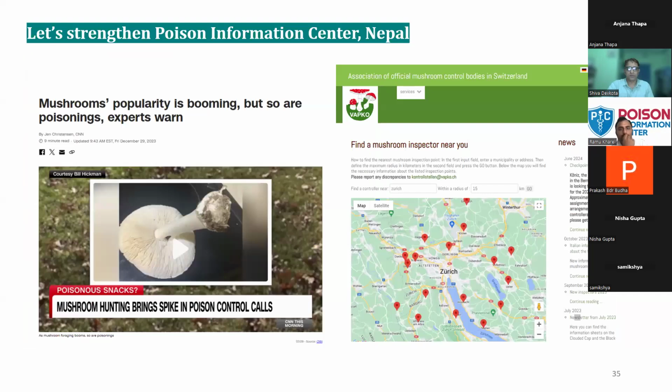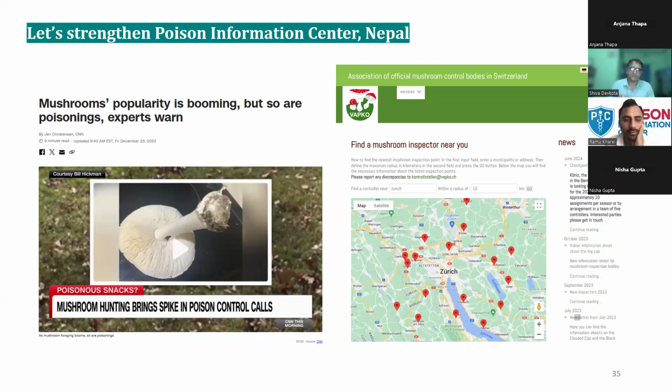And apart from that, it is really very nice that now we have a Poison Information Center in Nepal. Because I worked about 9 years in Switzerland, and there we could find mushroom inspectors everywhere in Switzerland. Whenever people collect mushrooms, they ask the inspector whether it is edible or not.